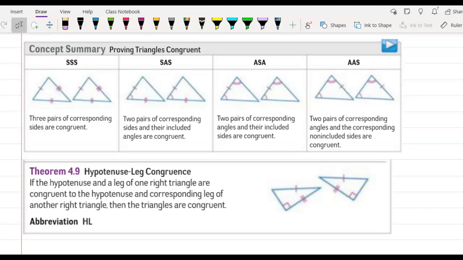So at the bottom here, I put all five shortcuts for you, just so you can have them all in one place. So in the previous video, we went over side, side, side, and side, angle, side, if you forgot those already. And then the two that involve angles, two angles and a side, are angle, side, angle, and angle, angle, side. And then we have our hypotenuse leg right here. Remember, the hypotenuse leg is the only one that has to deal with a right triangle. The other ones can deal with any sort of triangle. You can use them for a right triangle, but hypotenuse leg can only be used for right triangles. And that's it.